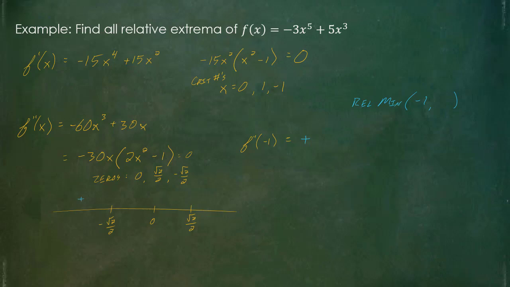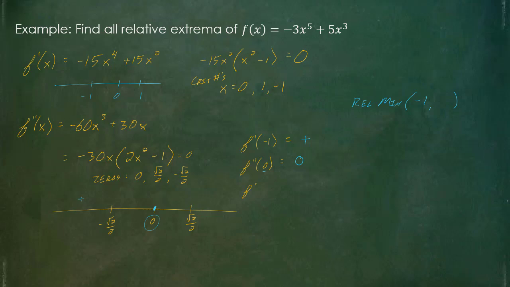For f double prime of 0, we can see that that will come back exactly equal to 0, because that was one of the numbers that I actually plugged in here, so that would have been right here. So since that came back 0, I can't make any conclusion about that, so I may have to go back to my first derivative test, which we can do with our critical numbers in this area, and just figure out our increasing and decreasing to the left and to the right of 0, just to see if there is any switch. So I have no conclusion that I can make about 0 yet.